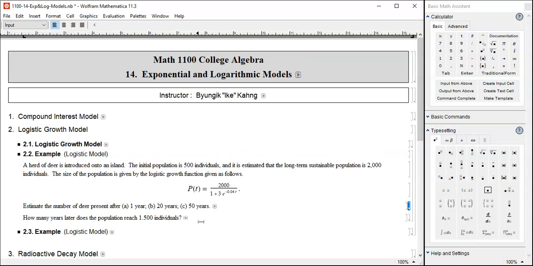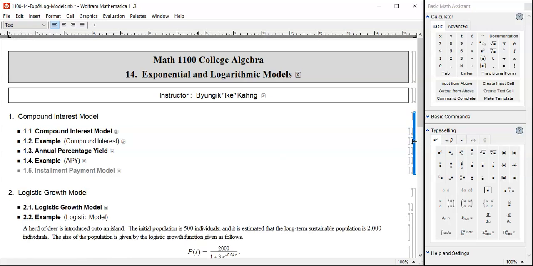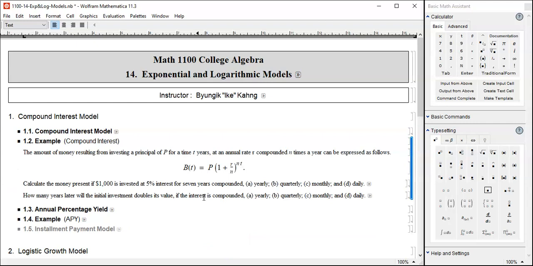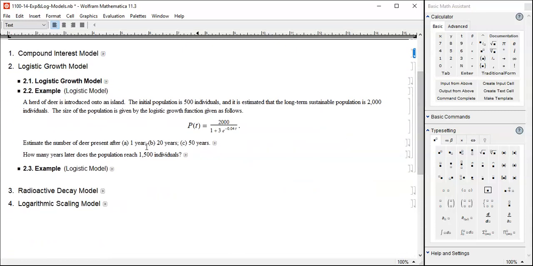Now, the backward problem, a little bit more important. How many years later does the population reach 1,500 individuals? This type of problem is important. Let's go back to the previous section here. We had just straight-ahead calculation, and then we had the how-many-years-later problem. You see, the second type of problem was more important. We have to solve an equation. The same goes here. Just straight-ahead calculation, no big deal. How many years later? That's an equation.